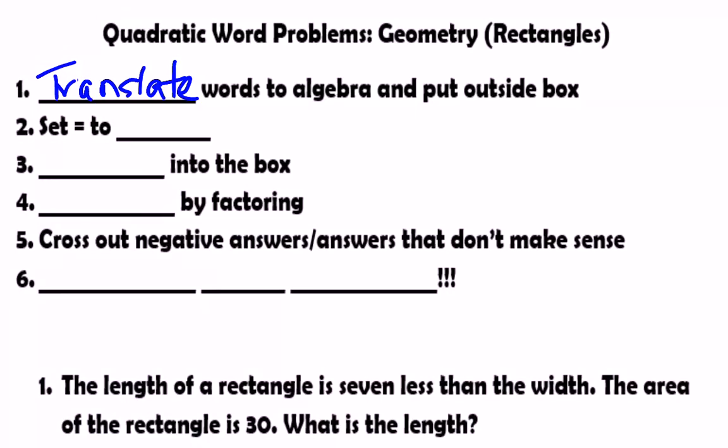Then we're going to set it equal to the area, because most of these we're going to be finding area. Then we're going to multiply into the box, the literal rectangle we're drawing. We're going to solve by factoring, like we've been doing. Cross out any negative answers or answers that don't make sense, because we're talking about length and width, so when I get a negative, that doesn't make sense.